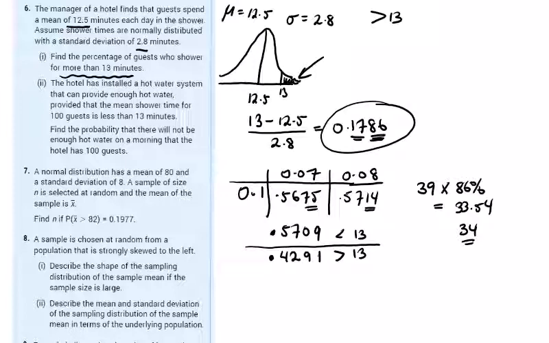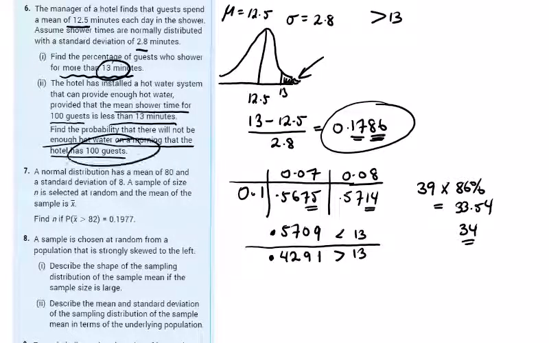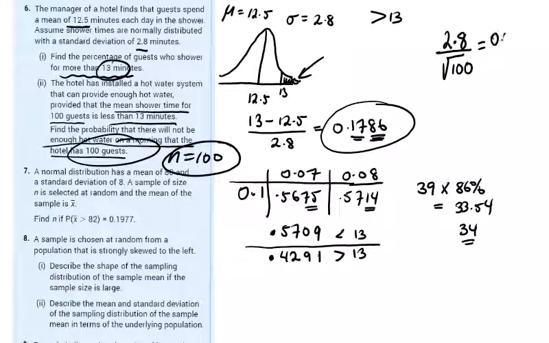The hotel has installed a hot water system that can provide enough hot water for 100 guests. Find the probability, provided the mean shower time for the 100 guests is less than 13 minutes, that there will not be enough hot water on a morning that the hotel has 100 guests. So it's the same value again, we're testing the 13. They're bringing in this sample of 100 here. Let's test these 100, imagining they all came on the same day. So that 2.8 on the bottom is going to become 2.8 over the square root of 100, which can be simplified quite easily, 0.28.